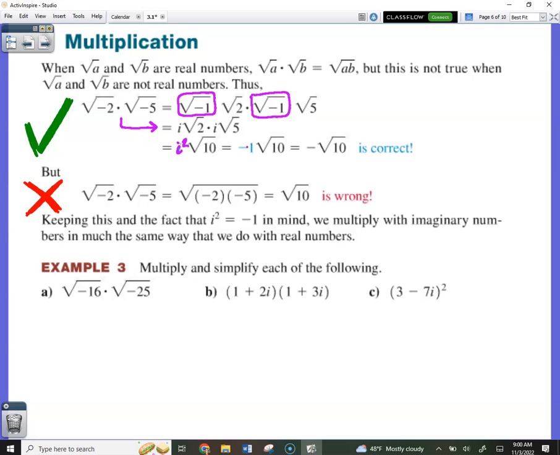What is i squared? -1, remember? So -1 times the square root of 10 is negative square root 10. See the difference? So it's a totally different approach. One is correct, one is wrong. The correct one will involve you writing i's. So that's another way to know not to go this way. There was not a single i in there, correct?